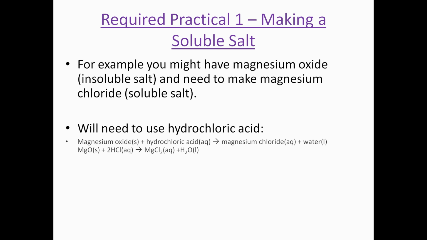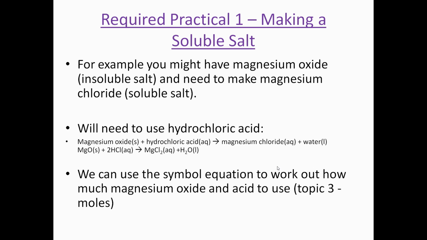And the equation we get is magnesium oxide, which is a solid, plus hydrochloric acid, aqueous, makes magnesium chloride, aqueous, plus water, liquid. Water's a liquid. Always remember that, it's not aqueous because water doesn't dissolve in itself, it is the thing that does the dissolving. Simple equation for this: MgO, solid, plus 2 HCl, aqueous, makes MgCl2 plus H2O.